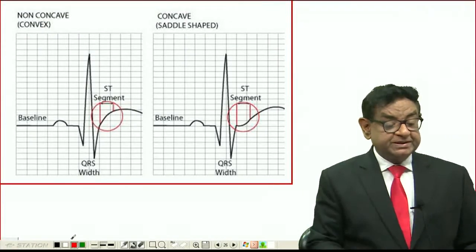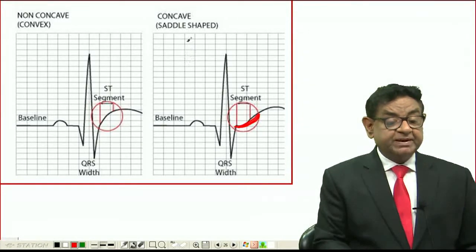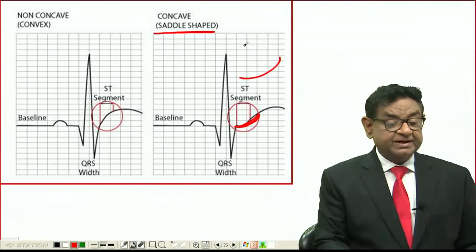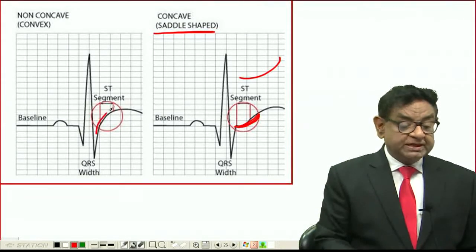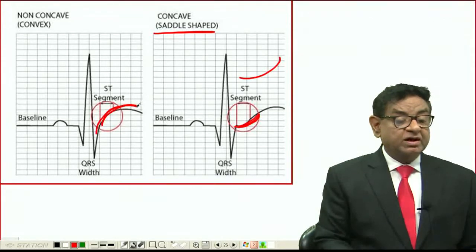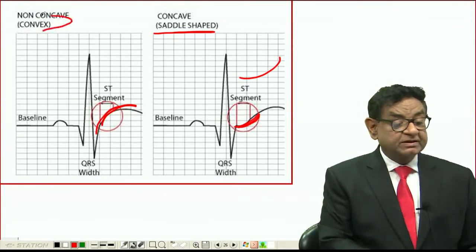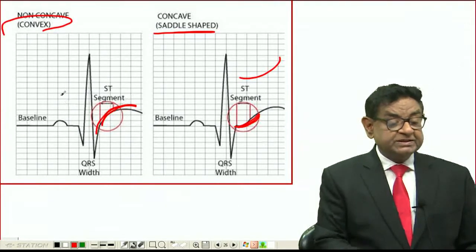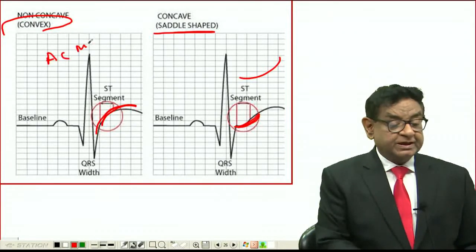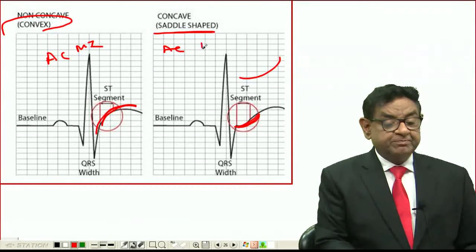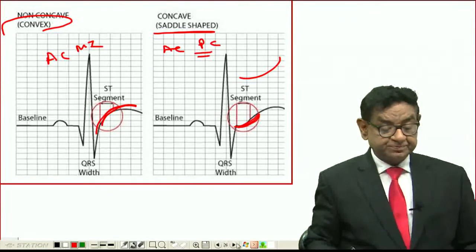So here is the ECG. You can see this saddle-shaped ST segment elevation. It indicates pericarditis. Saddle shape, concavity is there. This is seen in pericarditis. But we also get ST segment elevation that is convex upward. This is what we see in acute MI. And this is acute pericarditis.